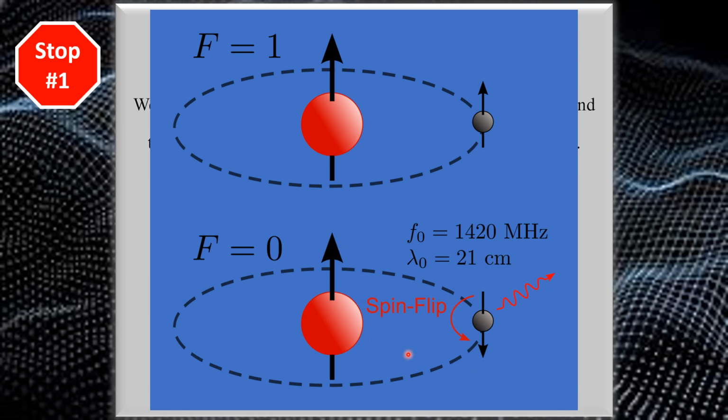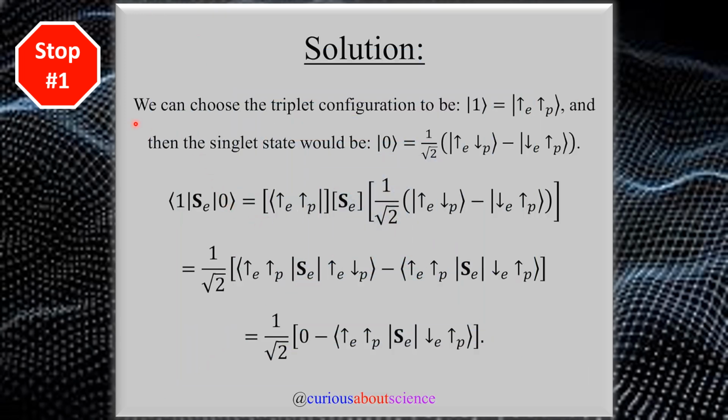So now that we have the idea of what's going on here, where you see the triplet state denoted 1 and the singlet state denoted 0, we can go ahead and use this setup and then evaluate the numbers directly. And the numbers are definitely weird.